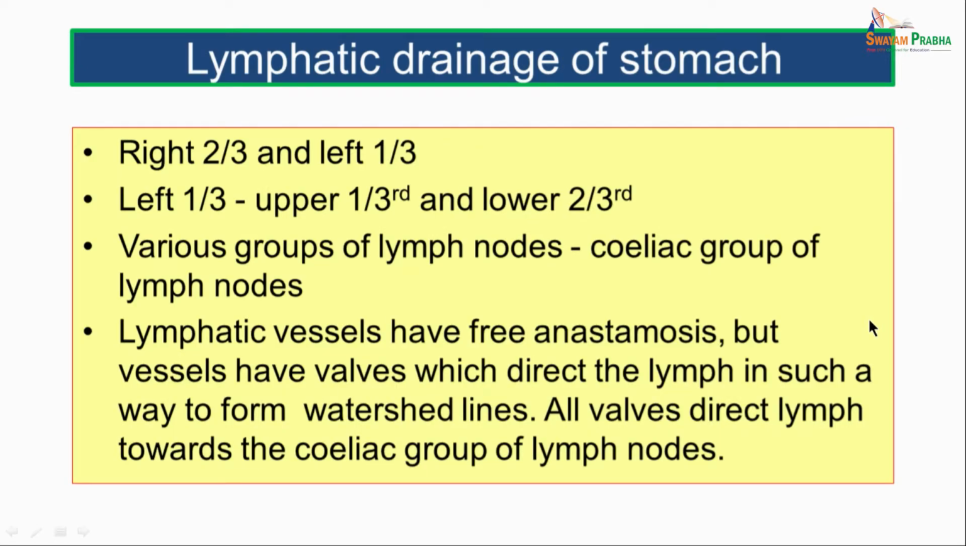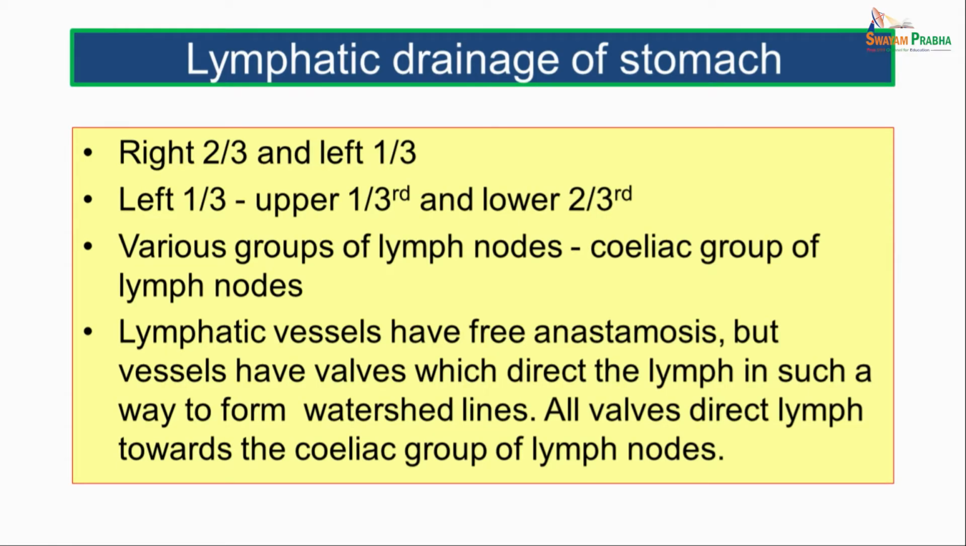Moving on, let us see what is the lymphatic drainage of the stomach. The lymphatic drainage can be divided into various areas: areas draining the right 2/3 of the stomach and the left 1/3 of the stomach. The left 1/3 can further be divided into the upper 1/3 and the lower 2/3. There are various groups of lymph nodes seen around these specific areas, which will ultimately drain the lymphatics into the celiac group of preaortic lymph nodes.